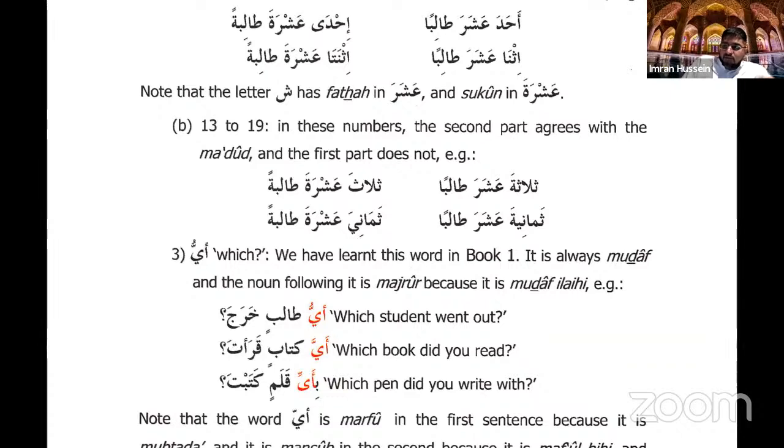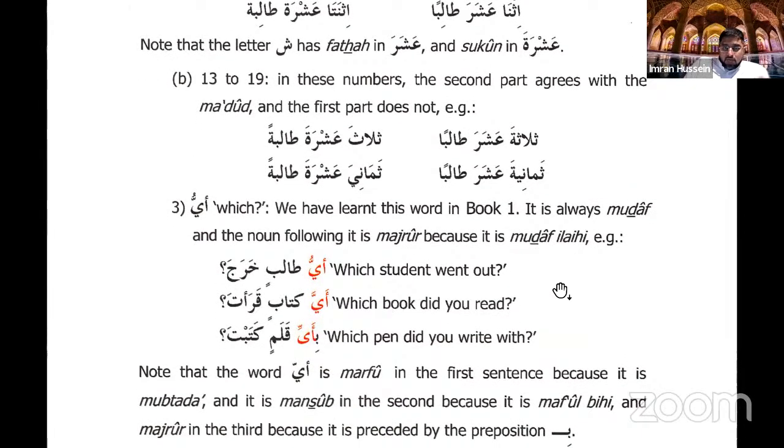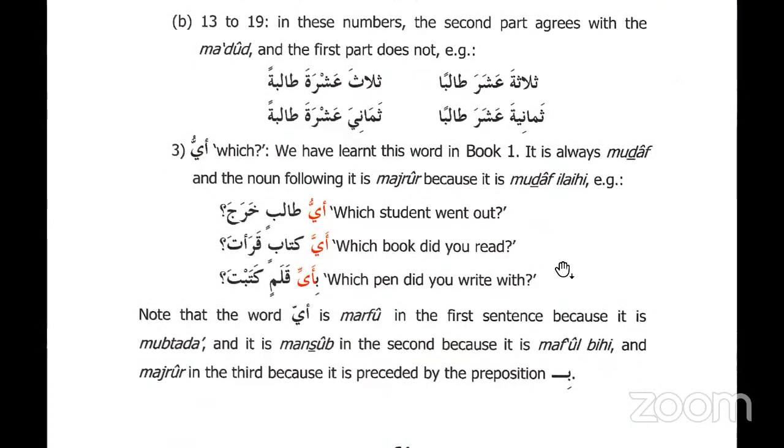So from 13 to 19, the best way to remember is that the tens will correspond with the ma'dud, but the units 3, 4, 5, 6, and 7 will be the opposite gender to the ma'dud. Correct. Should I continue? Yes, finish 13 off.